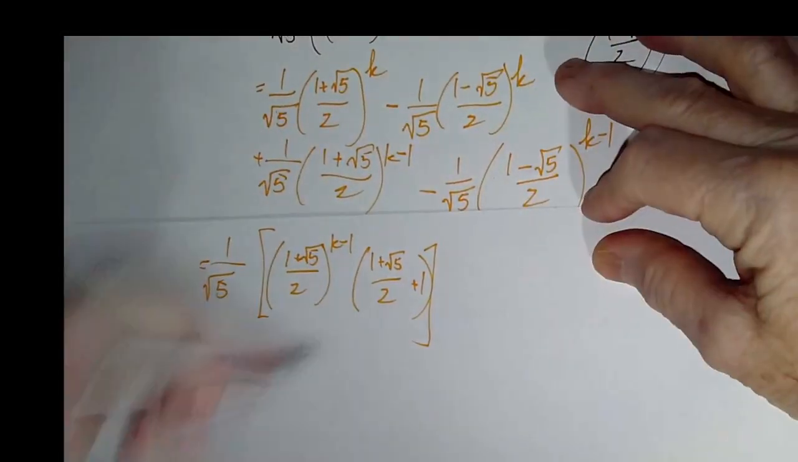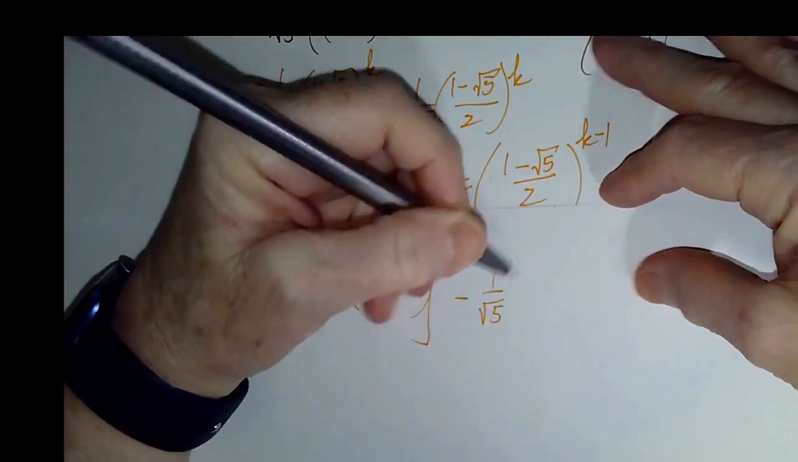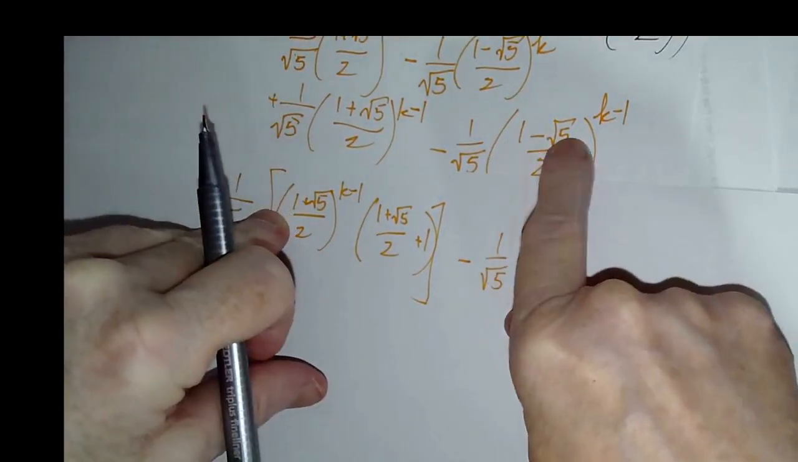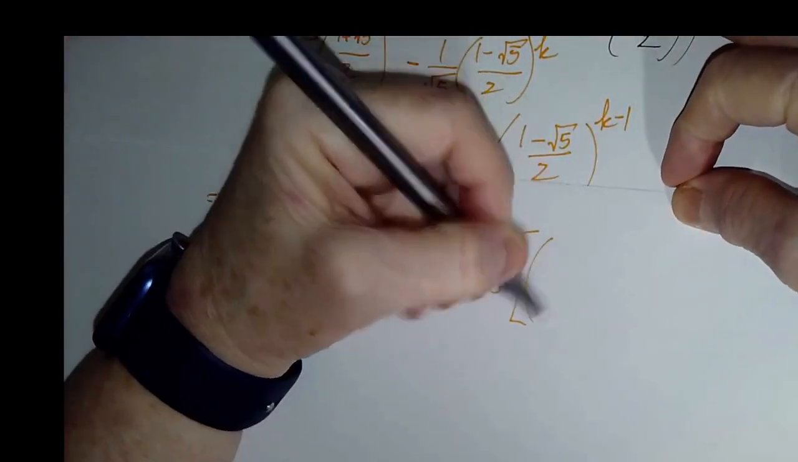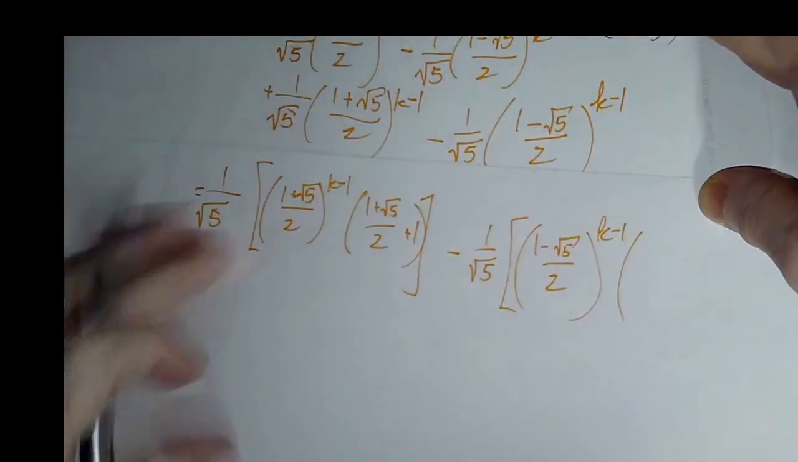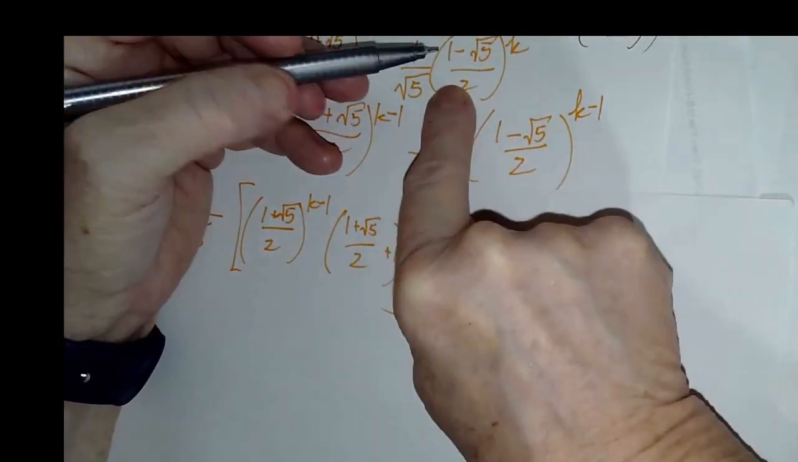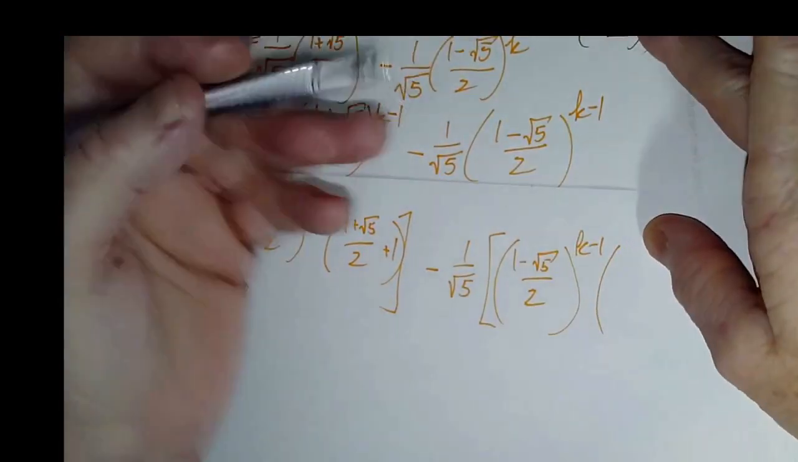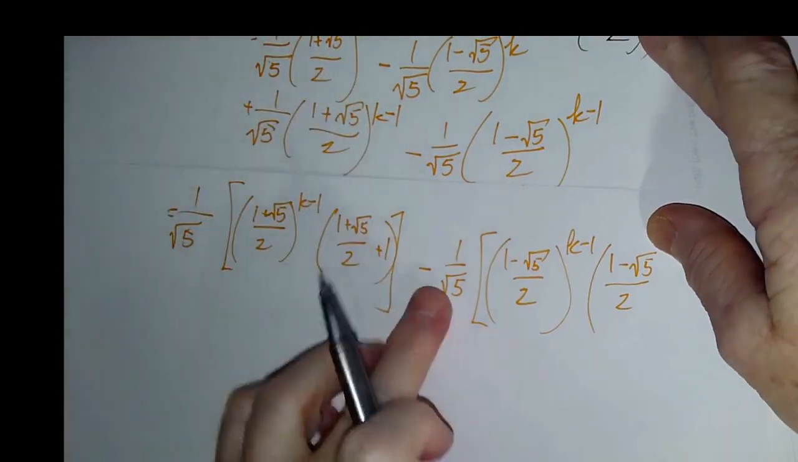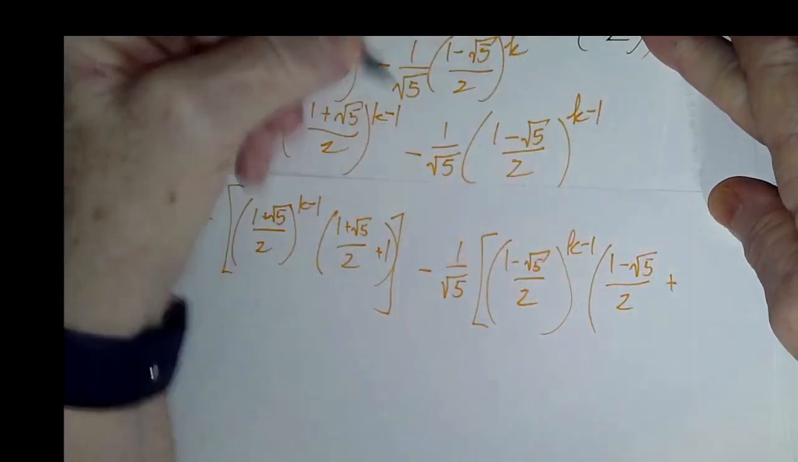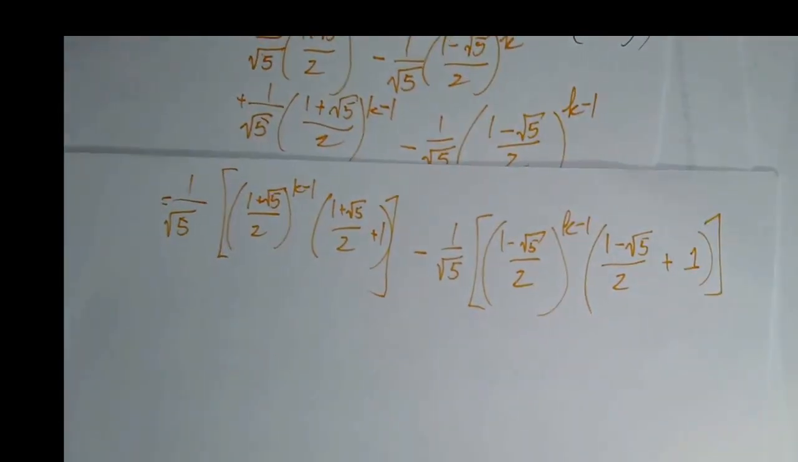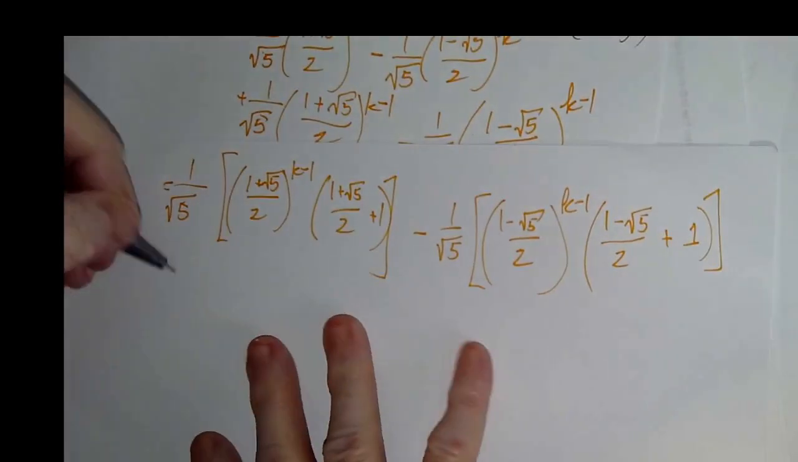And then we've got the two second terms, so 1 over the square root of 5. This time, the common factor between these two terms is 1 minus square root of 5 over 2 to the k minus 1. And what's left? I've got 1 minus square root of 5 over 2 to the 1, because I pulled k minus 1 of them out. And then I factored out a negative, so this sign between them will be plus, and then I have 1, because I took this entire thing out as something common. That's not too bad. It's kind of horrible, but not too bad.